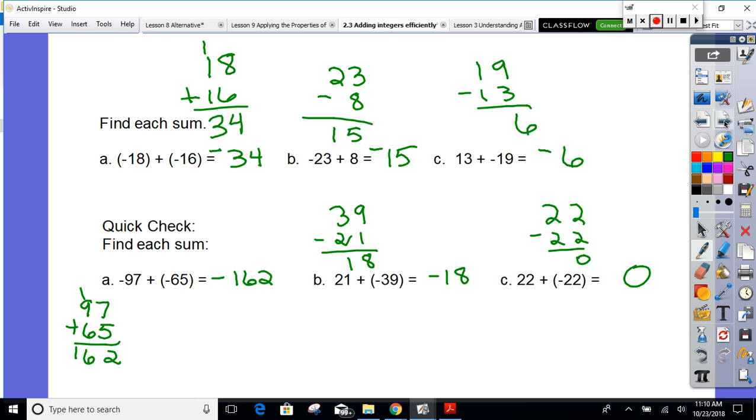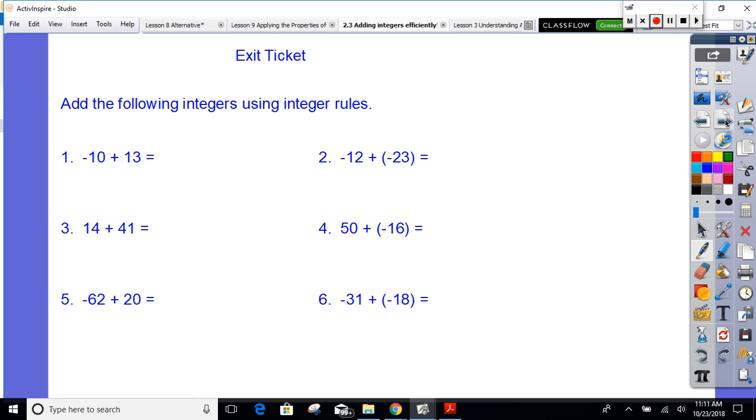Okay, your exit ticket is this. So 6 problems to do by yourself. When you are finished, raise your hand and I will come and check your exit ticket. If you're good, I'll give you the homework to get started on.